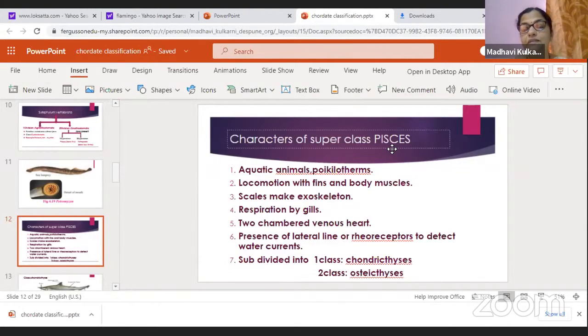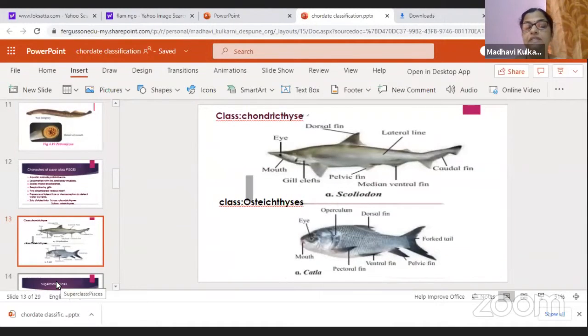Now, the superclass Pisces is again subdivided into two classes. The first is Chondrichthyes and the second is Osteichthyes. Chondrichthyes means the cartilaginous fish, and Osteichthyes means the bony fish. First, I will show you the picture of a cartilaginous fish and that of a bony fish. As a cartilaginous fish, the example shown in this diagram is Scoliodon, and as a bony fish, the example is Catla. Scoliodon is one type of shark.